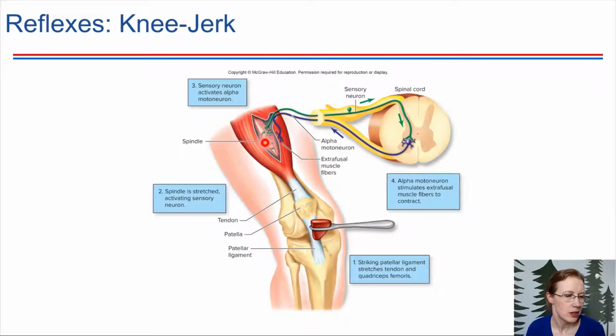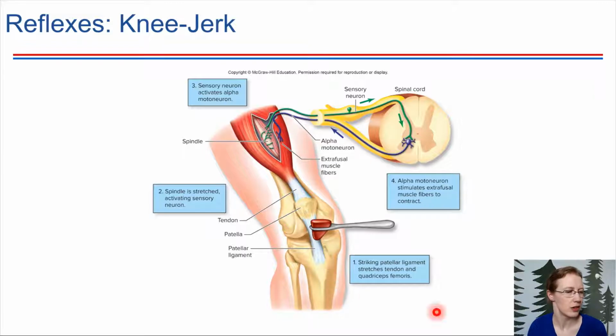When that happens, the sensory neuron sends a signal into the spinal cord, and then a motor neuron sends a signal back to the muscle and tells it to contract. Okay, and then we see, as a result of that, if this shortens, that's going to pull the rest of the leg upwards a little bit, and that's the knee jerk that we see.